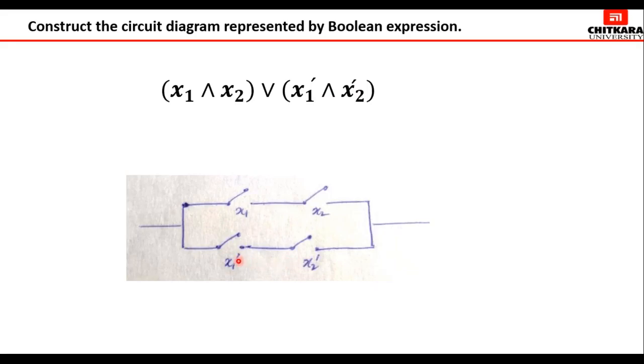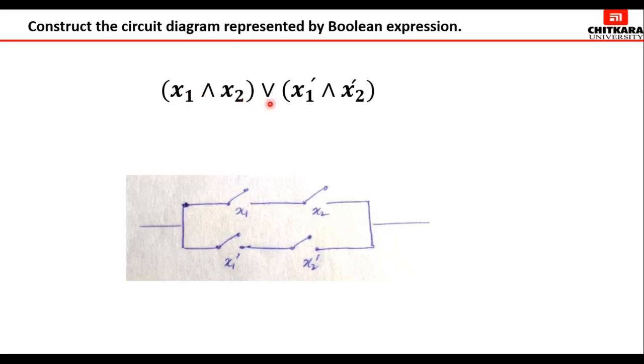Again, I'm repeating that there is no provision of a complement symbol here. So the X1 switch and the X1 complement switch, the representation is the same. We only symbolize it. Whatever symbol for the switch is given to us, we write that symbol. The symbol here was X1, so I've written X1. Here the symbol is X1 complement, so I'm writing this switch as X1 complement. So X1 complement and X2 complement have been combined in series.